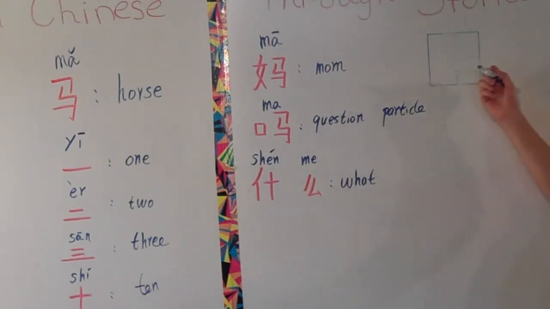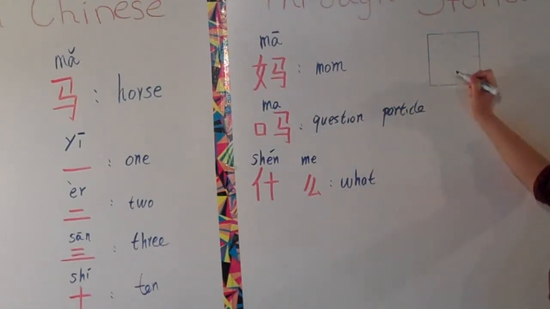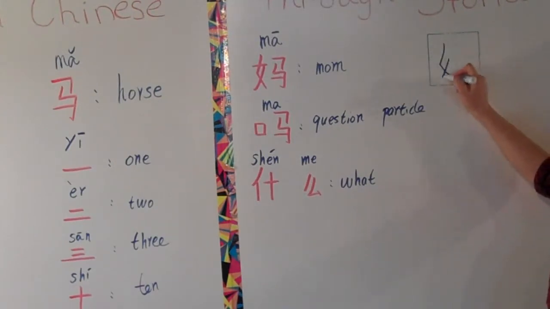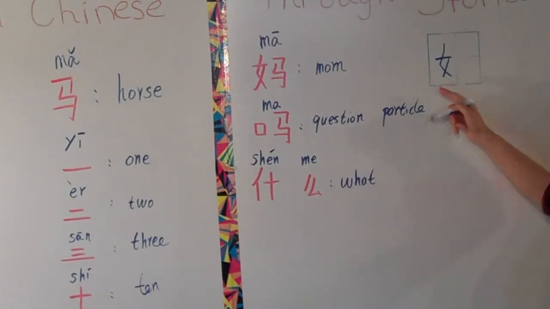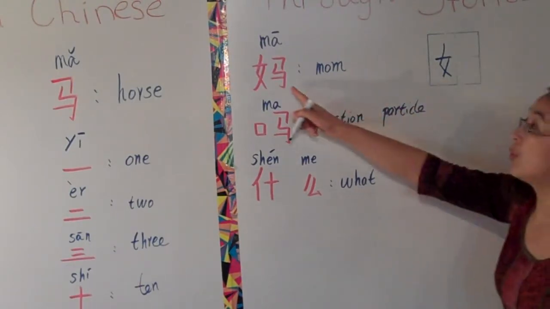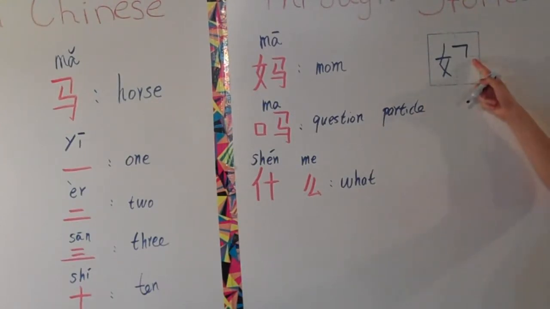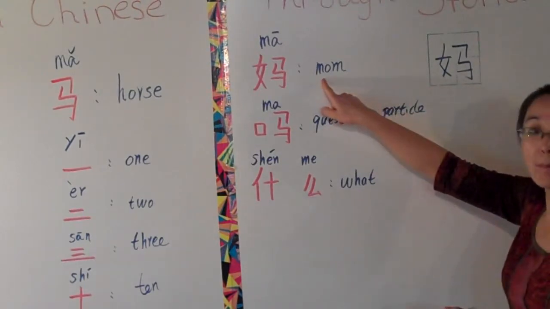Okay, now let's try out how to write 妈. Mom, they're females, so we need a female radical there. And the right part, horse. Again, you have the head of the horse, the body of the horse, and then the rear legs. 妈 means mom.